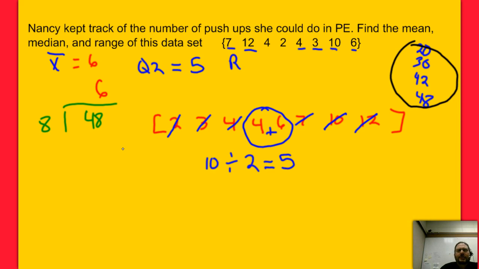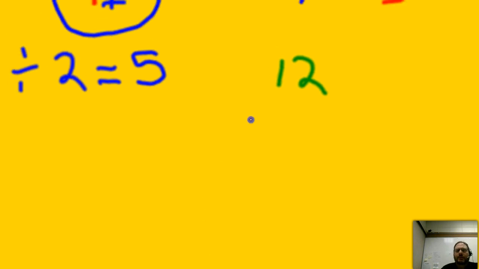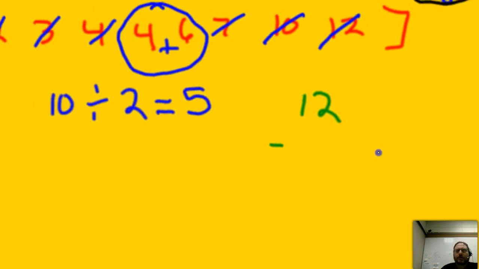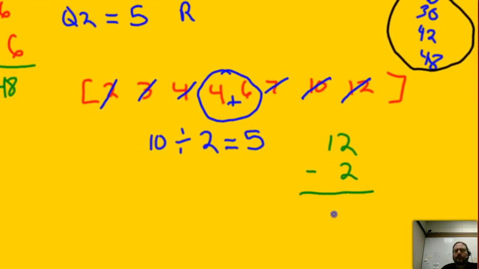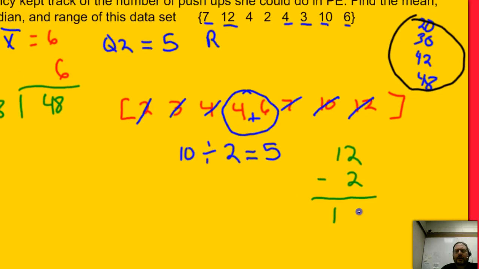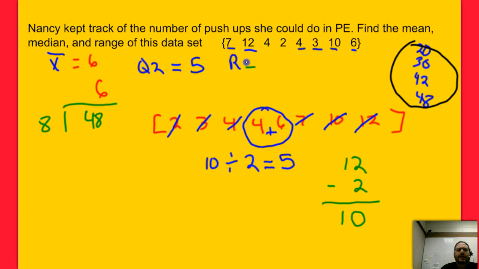We're up to our last step, which is to find the range. The range is pretty easy. To find the range, I will locate my big number, which is 12 in this data set. See, when I look up here, I see no number bigger than 12, and my small number is 2. So I take 12 minus 2. 12 minus 2 is 10. The range of this data set equals 10.